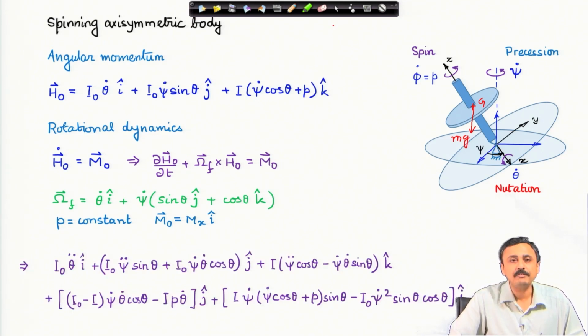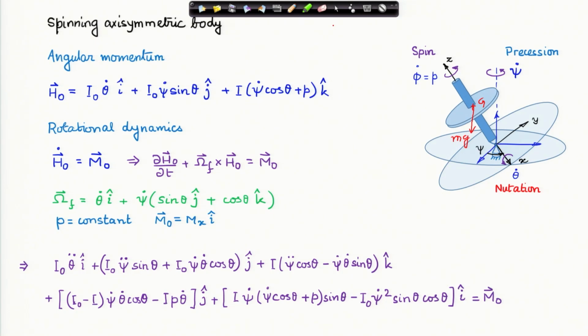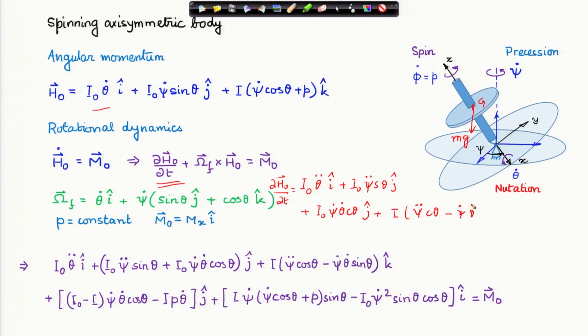What I have done is I have written the final expression. Now, this is straightforward algebra which you can do. You must differentiate each and every term considering which are the variable quantities. For example, the first term in the temporal derivative, let me just write down this temporal derivative. This term is I naught theta double dot I cap plus I naught psi double dot sin theta j cap, plus there will be another term, I naught psi dot theta dot cos theta j cap, plus I psi double dot cos theta minus psi dot theta dot sin theta plus p k cap.